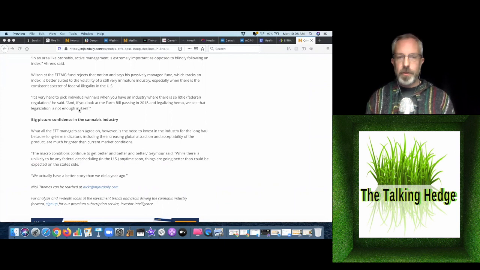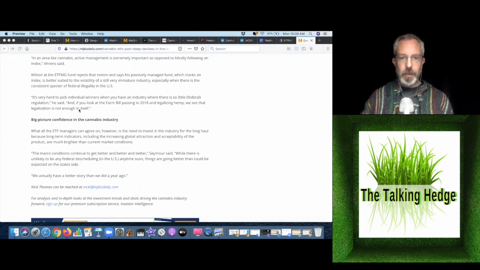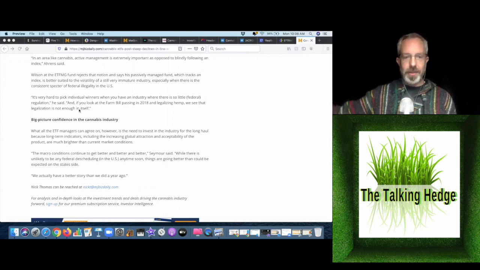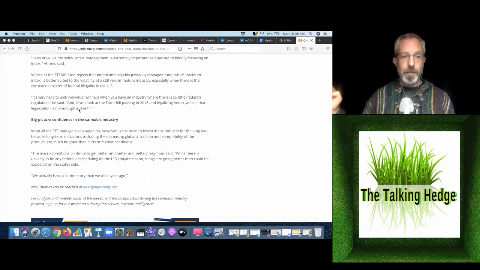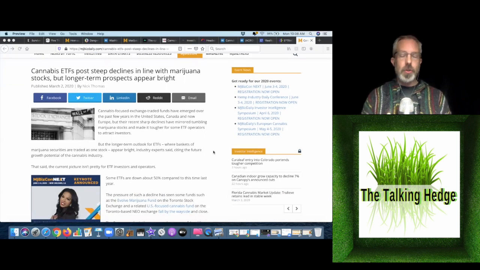All of these ETF managers are agreeing that they need to invest in the industry for the long term because long-term indicators, including the increasing global attraction and acceptability of the cannabis product, are much brighter than the current market conditions. So macro conditions continue to get better and better. While it is unlikely there will be a federal descheduling in the U.S. anytime soon, things are going to be better and could be expected on the state side. They actually have a better story than they did a year ago, but that's not really reflecting in these returns. So there's still a lot of speculation in the industry, and exchange-traded funds are probably a little bit overused.